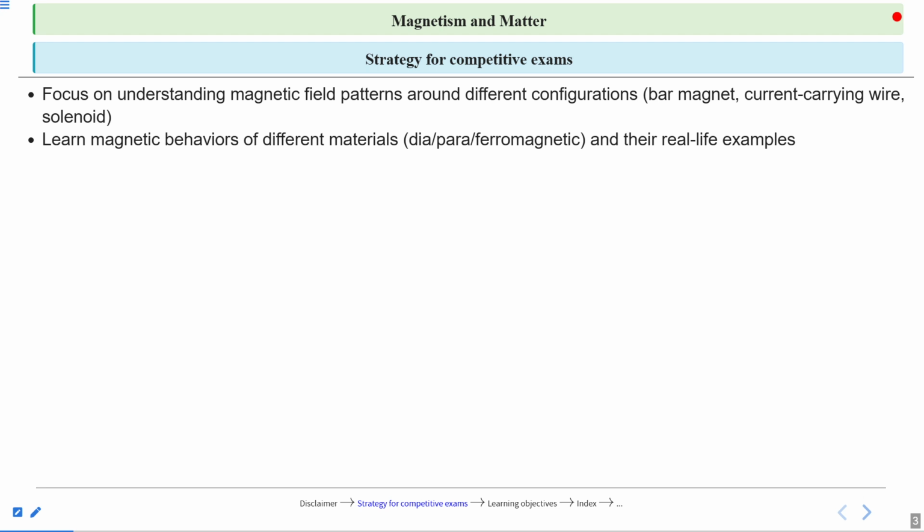We are going to study the different magnetic materials, which are diamagnetic, paramagnetic, ferromagnetic. You may have studied these terms in chemistry also. We are going to study them in detail. These are magnetic materials and their real life examples.